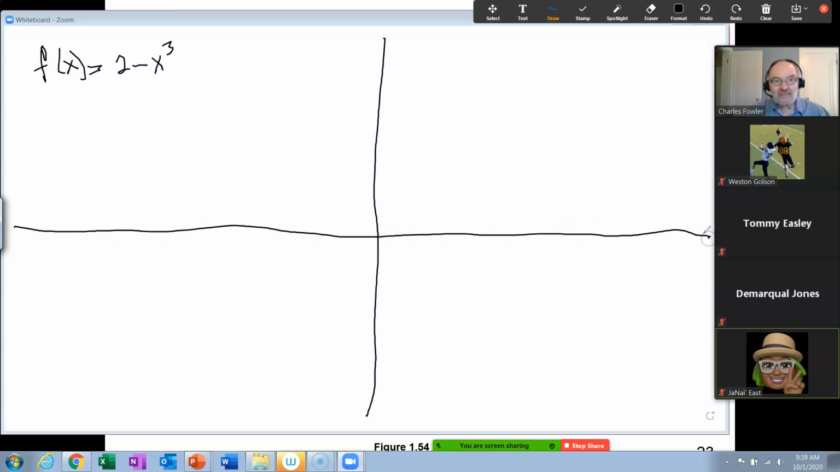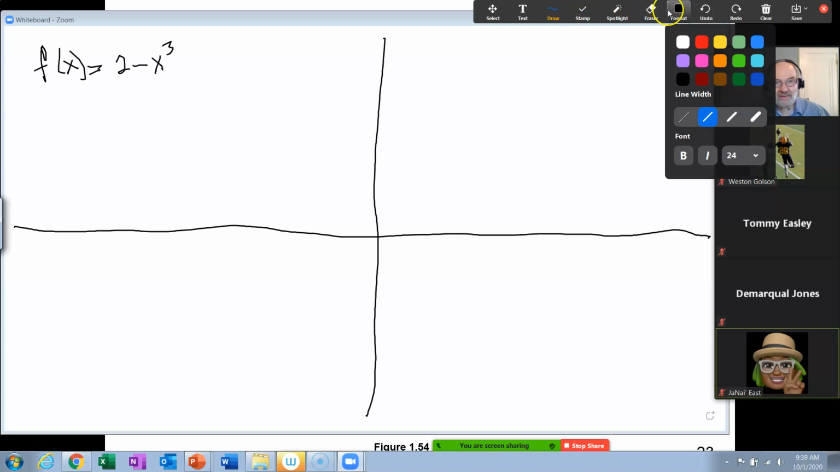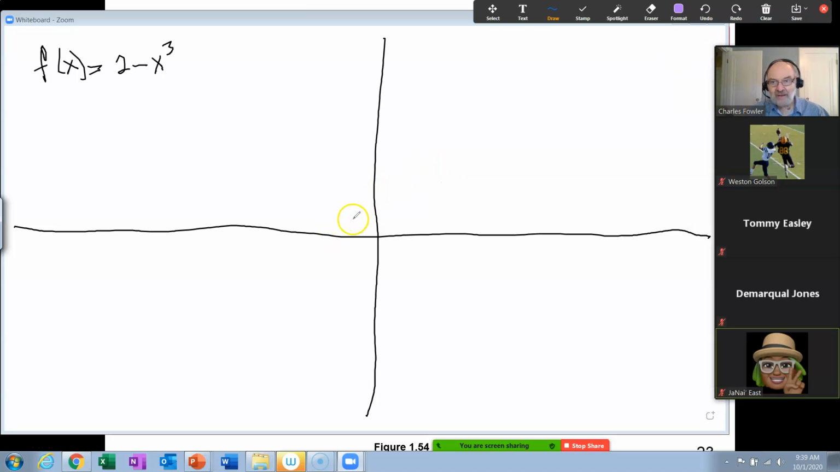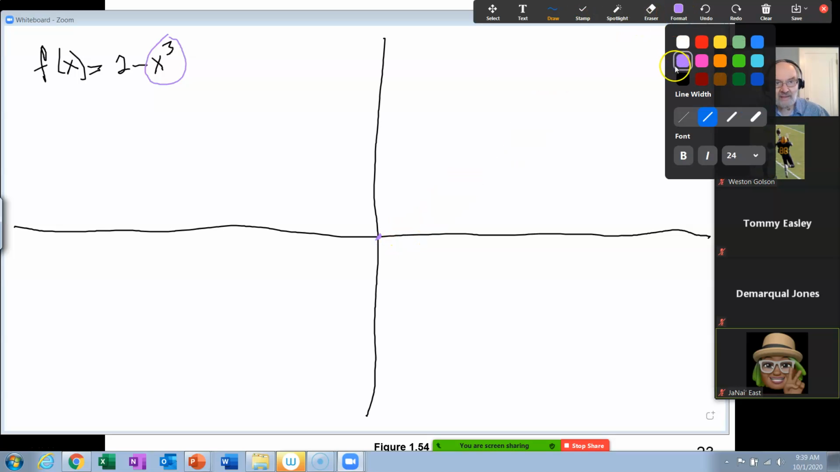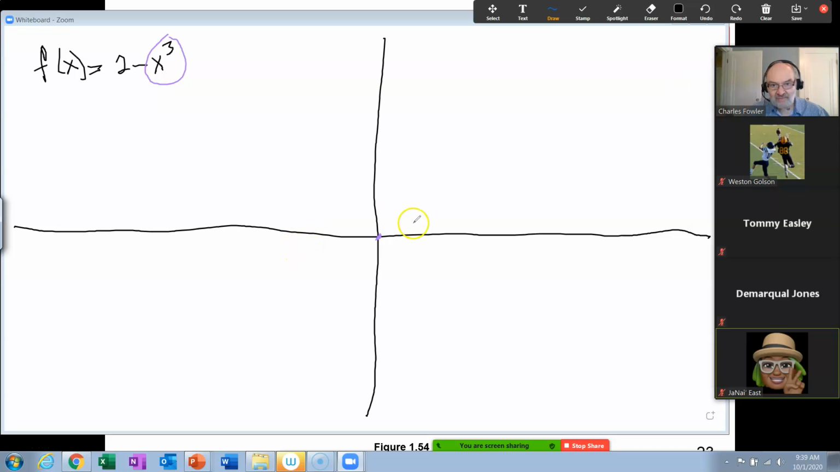All right, now I'm going to start with another color, and since y'all speak up so slowly, I'm going to start back with our lavender again. Okay, I'm going to do just the cubic function, x cubed in lavender. It's going to be 0, 0. Let me go back to black and tick off my points here. I forgot to do that. 1, 2, 3, 4, 5, 6, 7, 8, 9, 10, 11, 12.